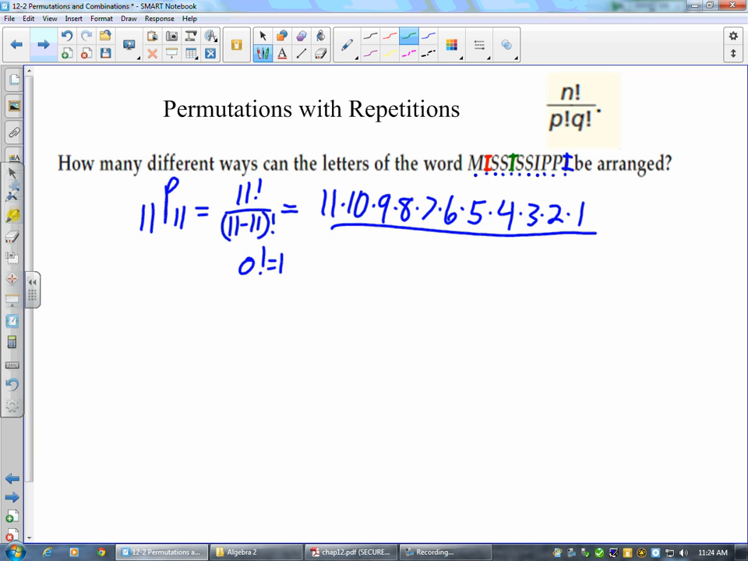There's also, how many I's do we have? We've got 4 of them, it looks like. So what we're going to do is after we figure out 11 factorial, we're going to divide out the I's. There are 4 of them, so we're going to divide out a 4 factorial. S's, I've got 1, 2, 3, 4, so there's another 4 factorial I'm going to pull out for the S's.